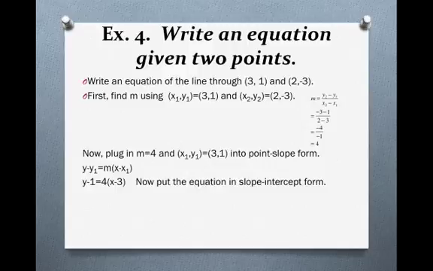So y minus y1 equals m times x minus x1. So we'll have y minus 1, because y1 is 1, equals 4, because m is 4, times x minus 3, because x1 is 3. Now we're going to put the equation in slope-intercept form. So that means we need to distribute that 4 to get y minus 1 equals 4x minus 12. And then we add 1 to both sides. Negative 12 plus 1 is negative 11. So we have y equals 4x minus 11. So that's the equation of the line that goes through (3, 1) and (2, -3).